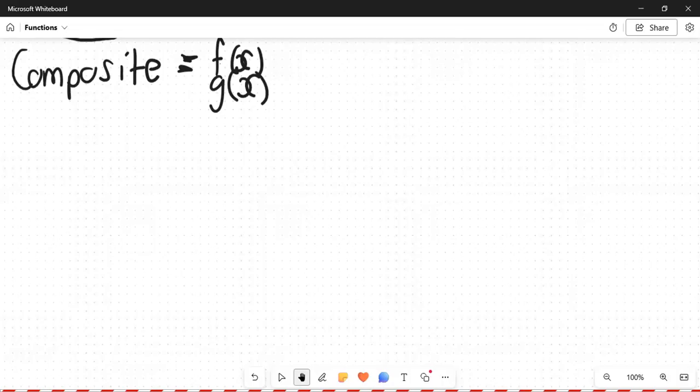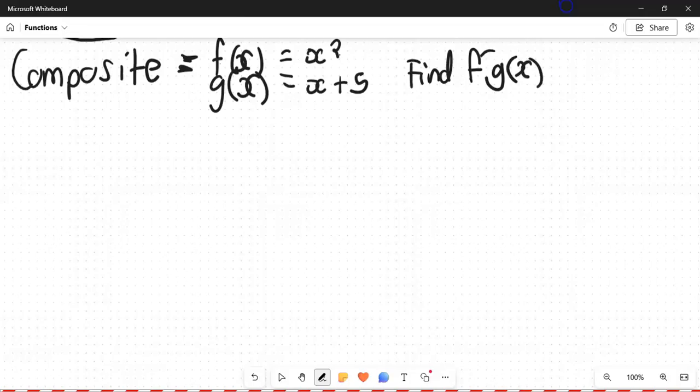So we can be asked, if f of x is equal to x squared and g of x is equal to x plus 5, then you can be told, find fg of x. So let's hit straight into the solution. Let's start with f. You see here, f only, without x, is the power 2, the exponent.